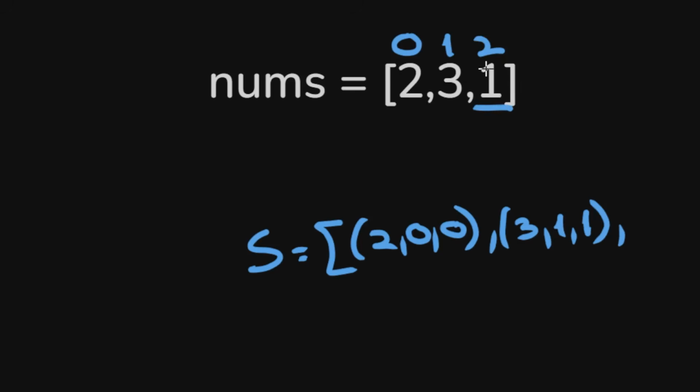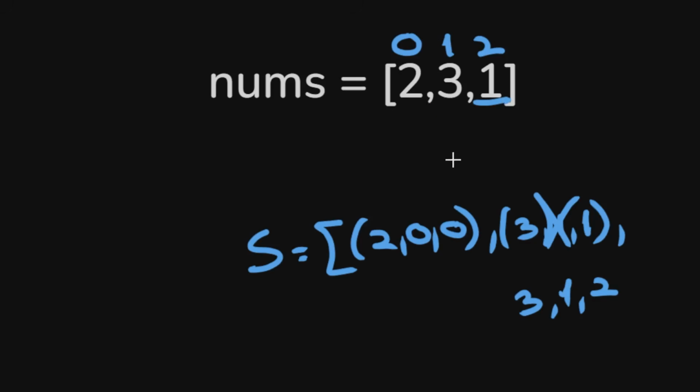Finally, we are here at index 2 and the current number is 1. 1 is strictly smaller than the last value in the stack. So we pop this tuple and the new value up to this moment is the maximum between 3 and 1. So this is 3, the new left is 1, and the new right is 2. Okay, so we are looking at this scenario.